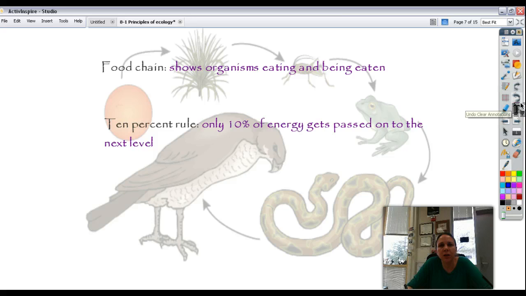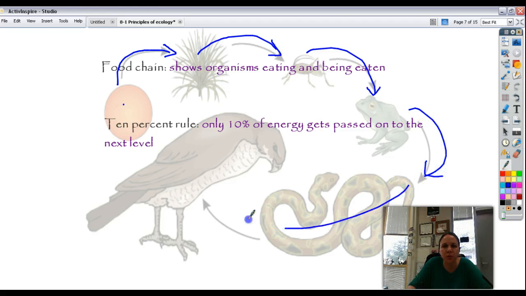Okay, so we talked a little bit about food chains. It was how this energy gets passed on from autotrophs to heterotrophs. So a food chain is just a single file line of who eats who. So the energy from the sun goes into the plant, which goes into the grasshopper, which goes into the frog, which goes into the snake, which goes into the hawk. So that's a food chain. It just only shows one feeding relationship.